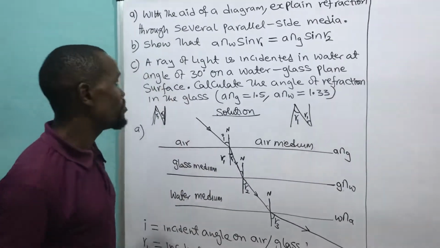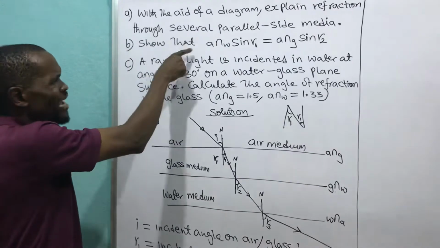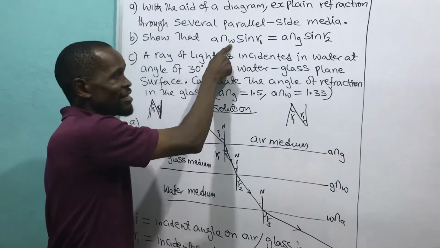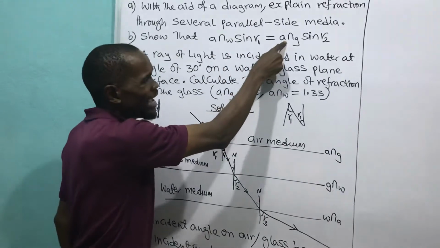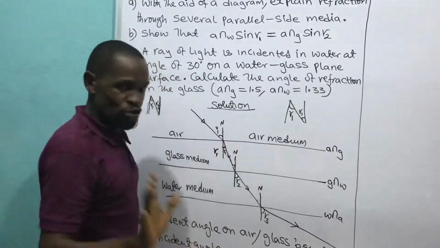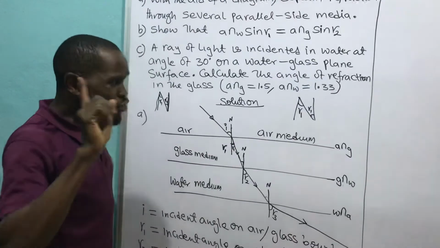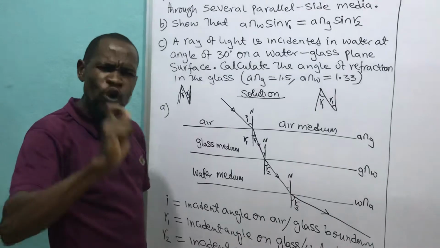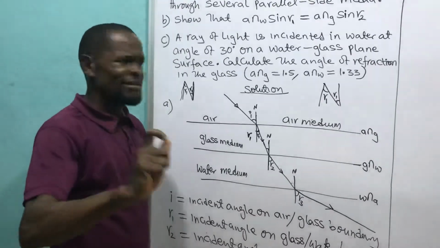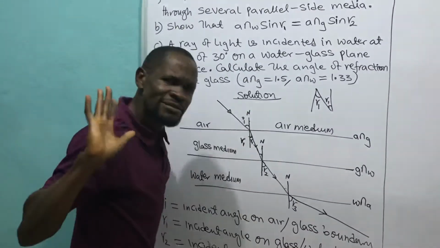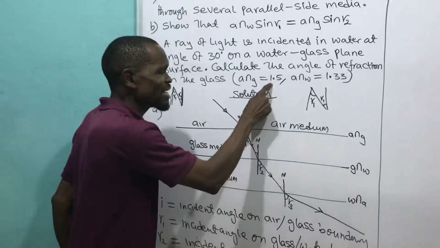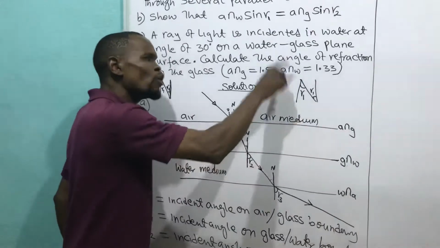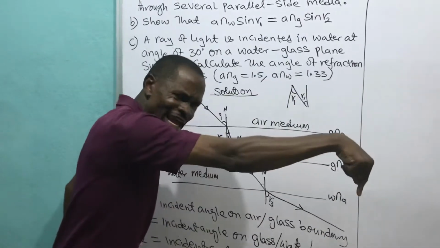Let's go to question number B. Question B says, show that for air to water, sine R1 is equal to air to glass, sine R2. That's what they told us to do. You remember, the only refractive index I know in optics is air to glass. That's the only thing we know. Air to glass, which is 1.5, which is exactly 3/2. And water to air to water.